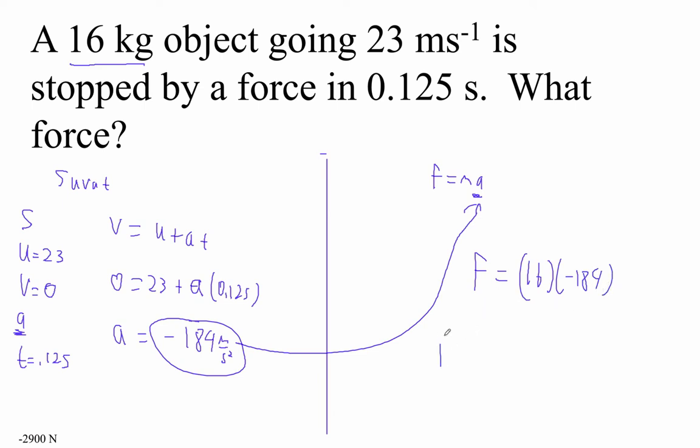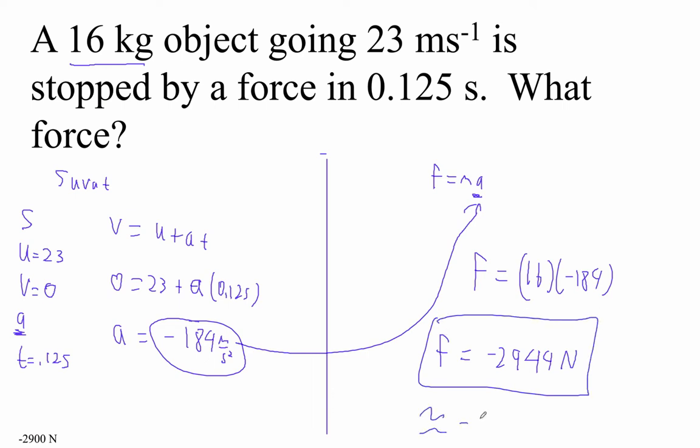And we get that the force is negative 2944 newtons, right? With 2 sig figs, that'd be about negative 2900 newtons. And of course, the minus sign means that it's opposite the direction of positive. It's opposite the direction the car is going. But notice that this force is stopping the car, so it makes sense that it's opposite the direction the car is going. That's what that means. That force is backwards.